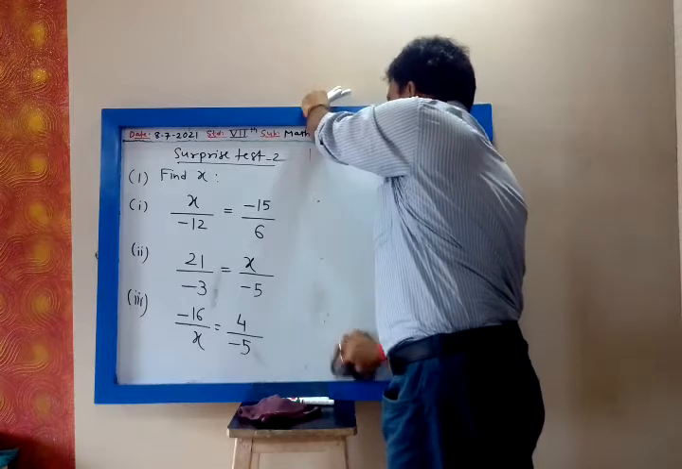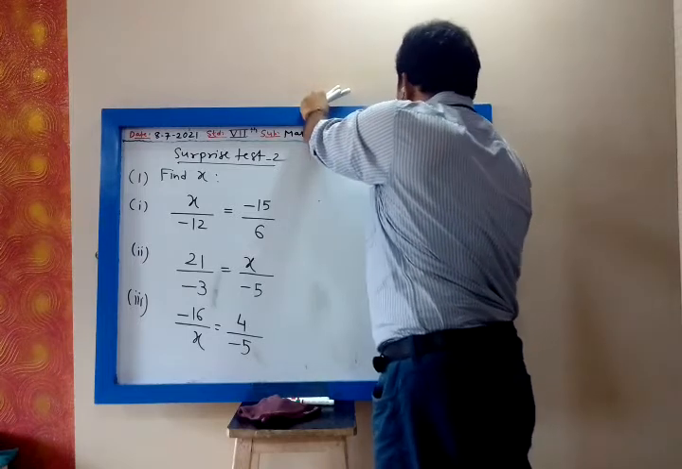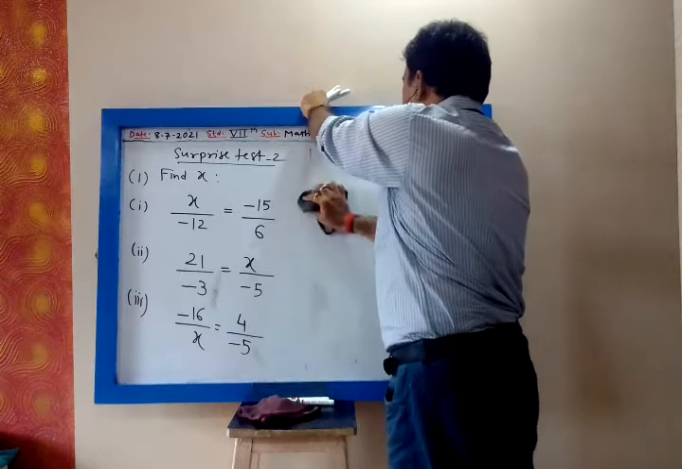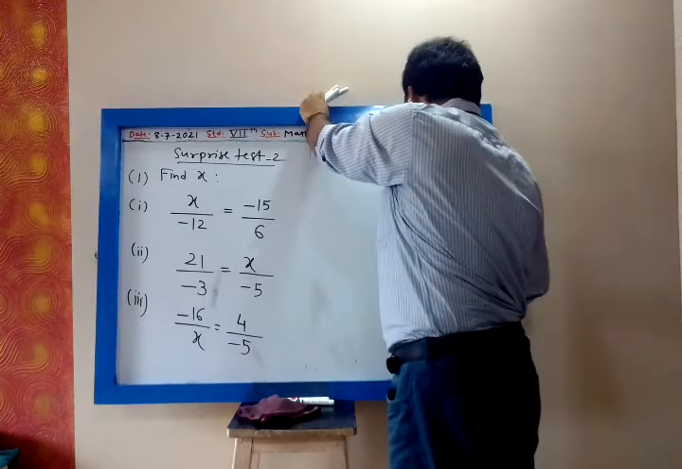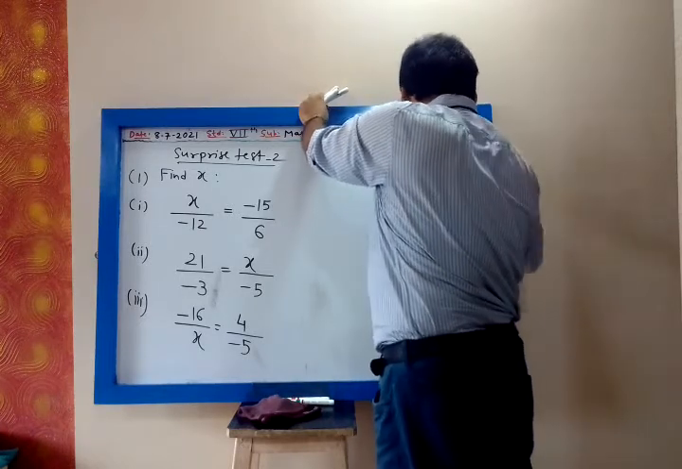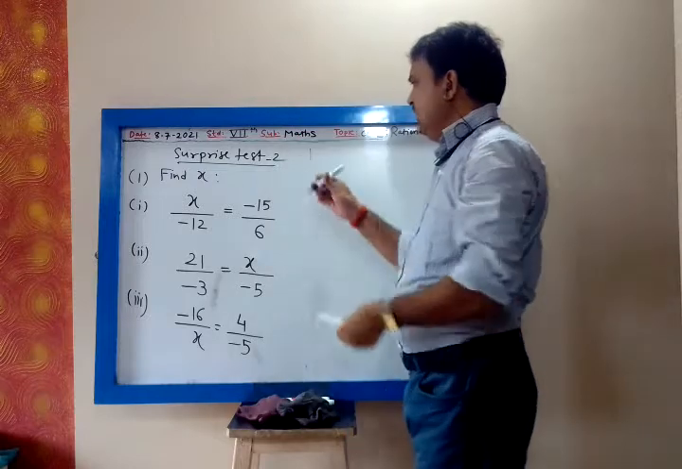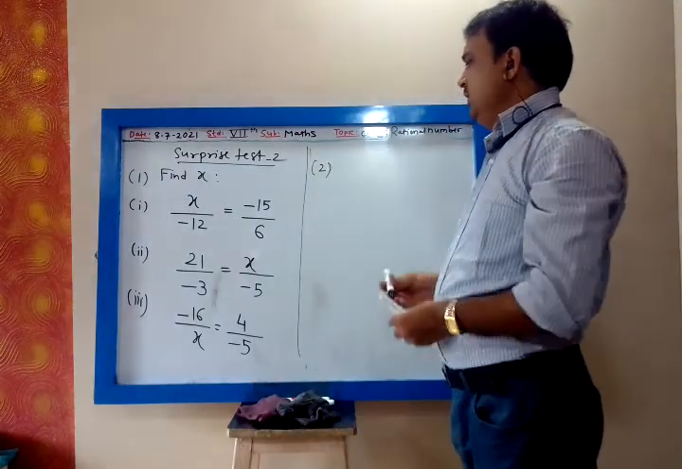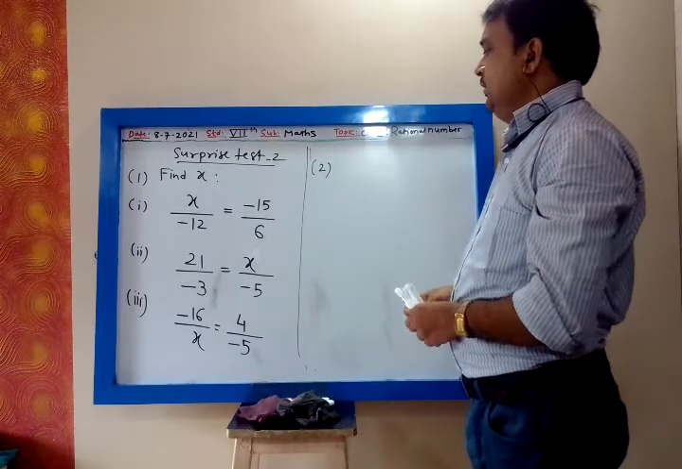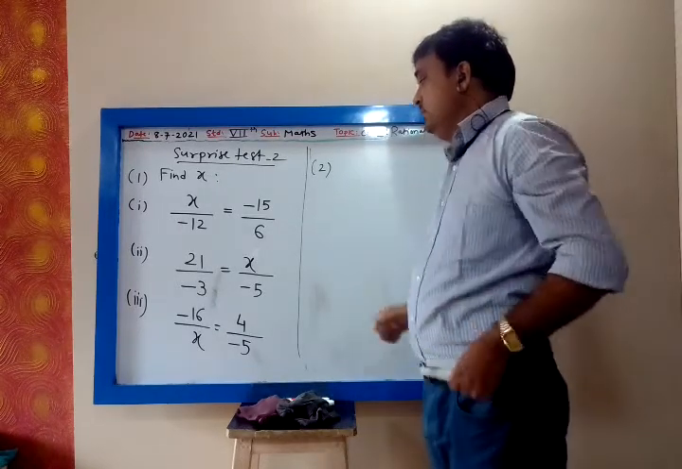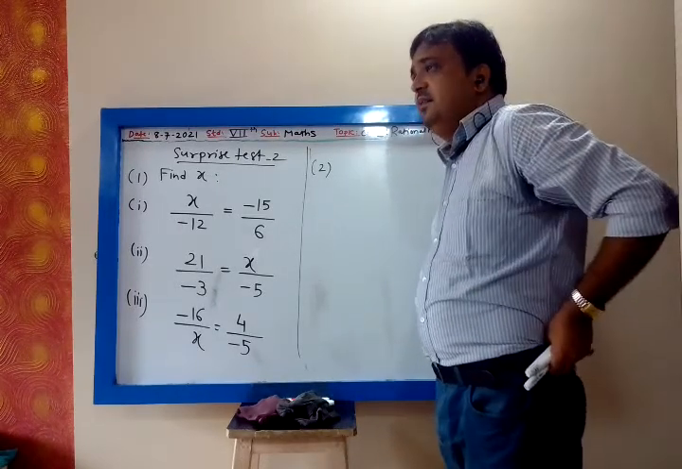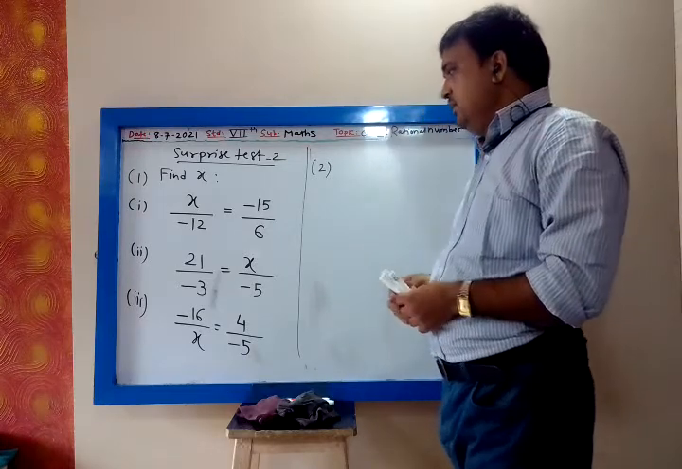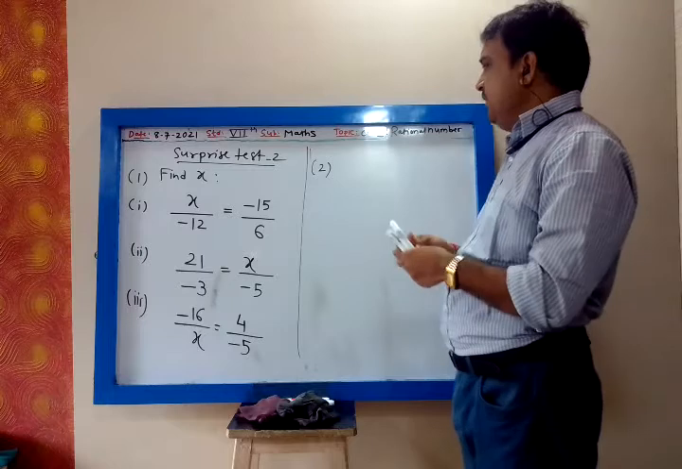What is the first answer? 30 plus 30. Yes, very good. First answer is 30, absolutely correct. Go for next. Wrong, not minus 35. You see, the minus sign gets cancelled or not? Positive 35.